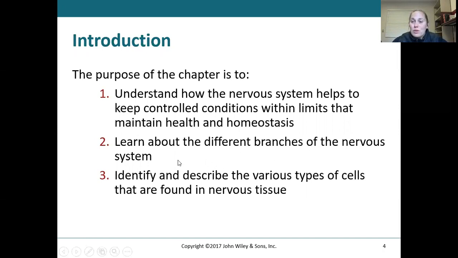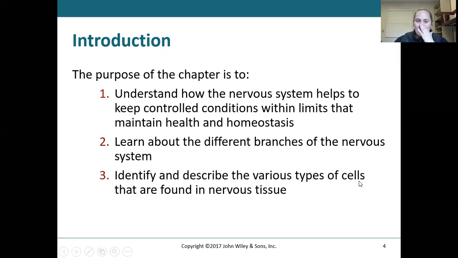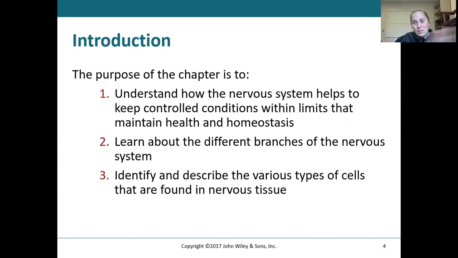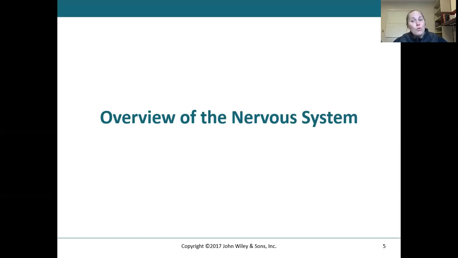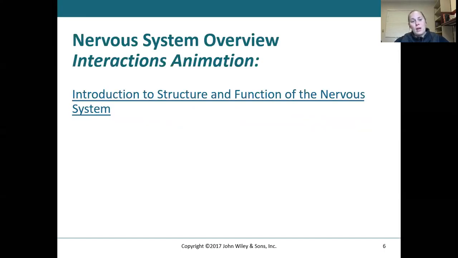Learn about different branches of the nervous system, and identify various types of cells that are found within nervous tissue. So there are a couple different cell types within nervous tissue. They all have a specific job. And then we'll talk about how there are just 2 general overall types, and then there are subtypes within those 2 types. Okay, overview of the nervous system.